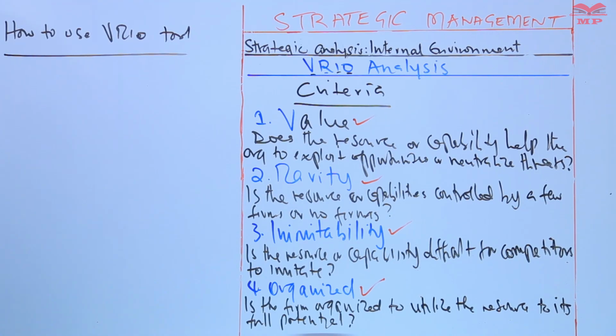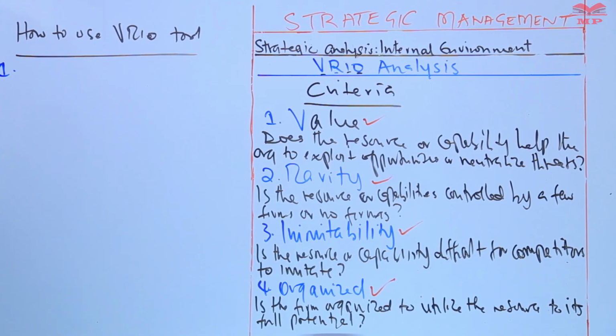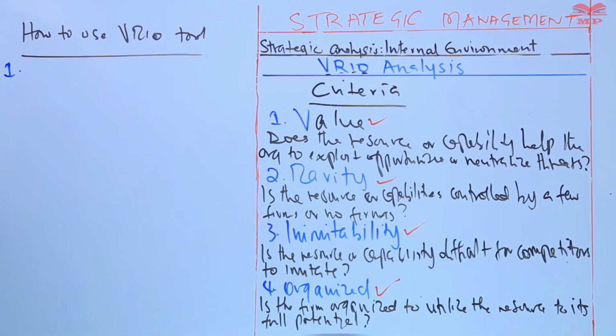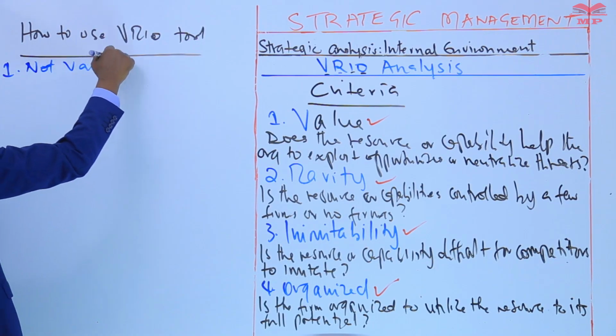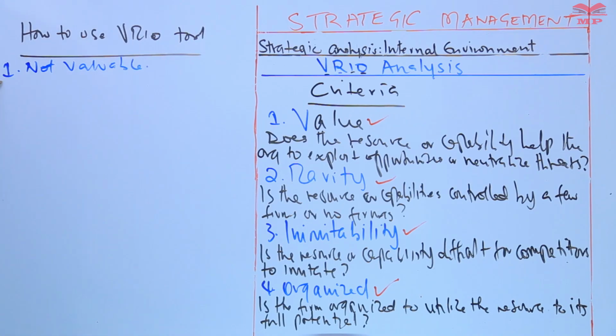Now, candidates, if a resource is not valuable, it is considered a weakness and should be addressed or eliminated. So number one, I've just said, if a resource or capability is not valuable, it is considered a weakness.